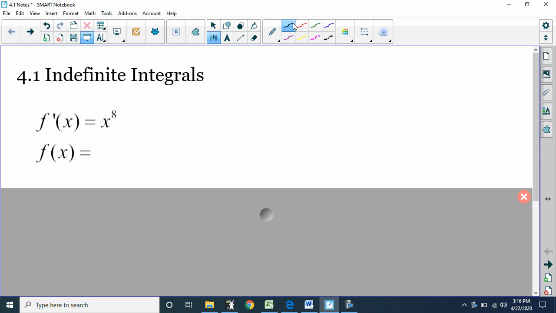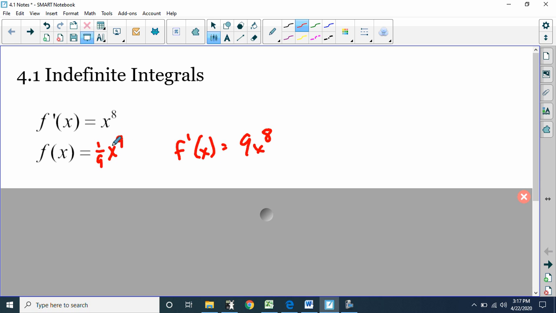So in this case, if f prime of x is x to the 8th, we want to know what f of x is. When we take the derivative, we subtract 1 from the exponent, which means that f of x is going to have to be an x to the 9th. When I take the derivative, it's x to the 8th. The problem is if f of x is just x to the 9th, I'd move this 9 out front and subtract 1 from the exponent. So right now my derivative would be 9x to the 8th. To cancel that 9 out, we need a 1/9 right here.